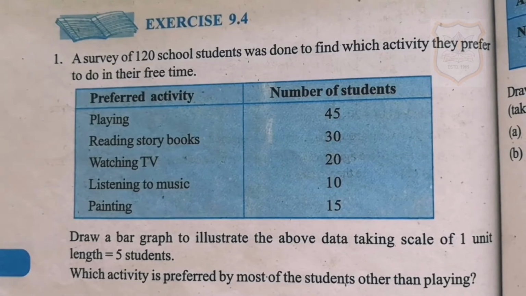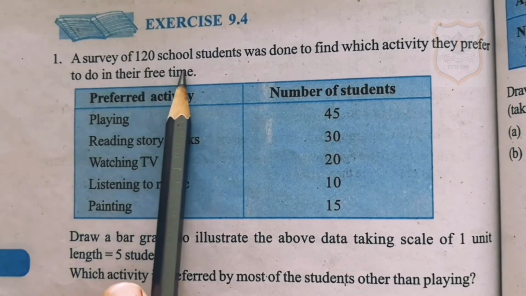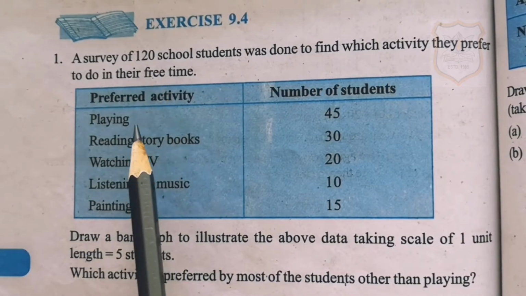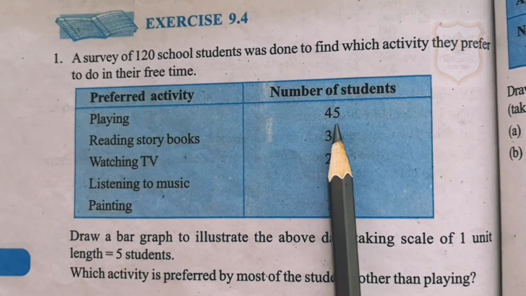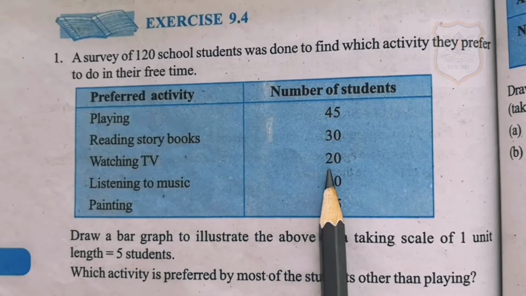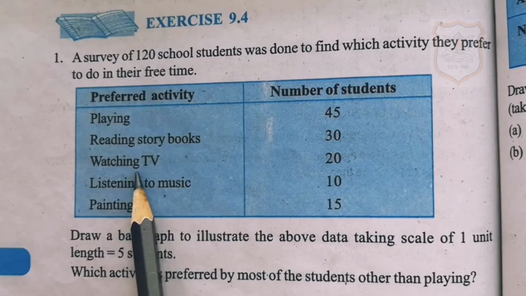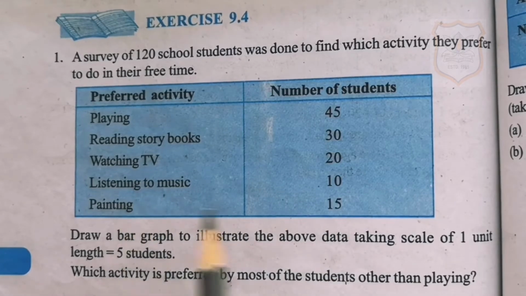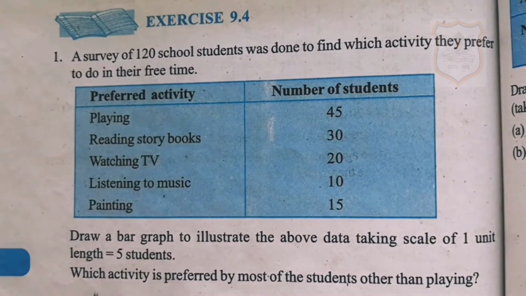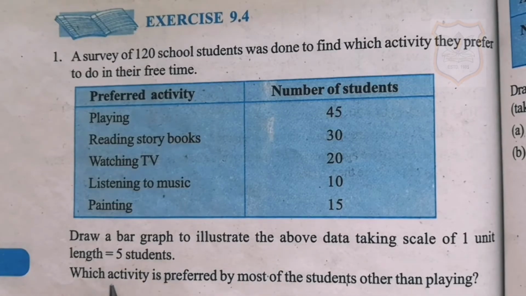Exercise 9.4, question number 1. A survey of 120 school students was done to find which activity they prefer to do in their free time. Preferred activity, number of students: 45 students preferred playing, 30 students preferred reading storybooks, 20 students preferred watching TV, 10 students preferred listening to music, 15 students preferred painting. Draw a bar graph to illustrate the above data taking scale of 1 unit length equals 5 students. Which activity is preferred by most of the students other than playing?